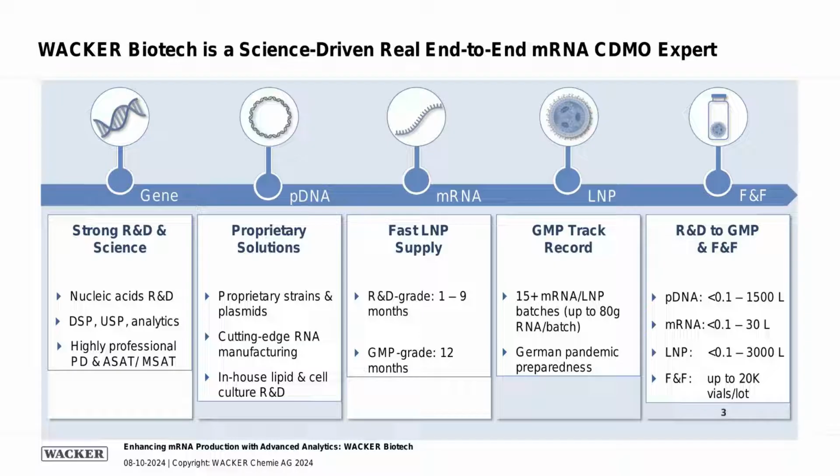We are capable of providing R&D grade material within 1 to 9 months and GMP grade material within 12 months. We also have a good GMP track record. We produced batches with 80 grams of RNA per batch, and as I already said, we are part of this German pandemic preparedness program. And we have a wide range of scales. We are capable of producing pDNA in fermenters of up to 1,500 liters, mRNA up to 30 liters, and lipid nanoparticles in up to 3,000 liters.